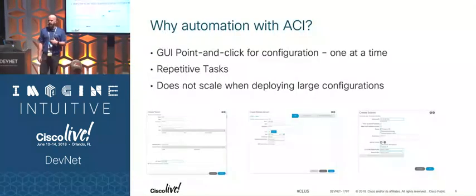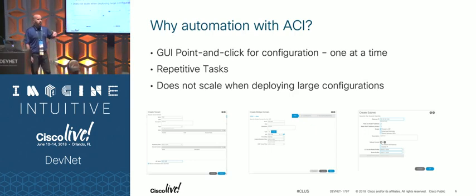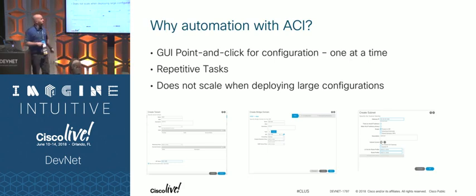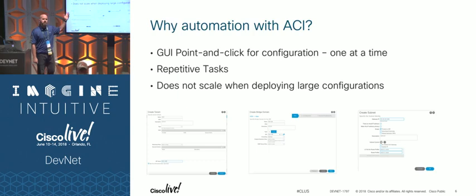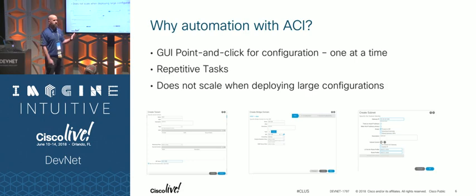So where is the benefit around ACI? Well, ACI today for configuration, as a lot of you are aware, is point and click via the GUI. So we can do one configuration at a time. I can configure a tenant. I can configure this portion of it, right? But what if you have repetitive tasks? If you find yourself doing things over and over? Also, what if you're looking at deployments and configurations at scale? The GUI certainly doesn't lend itself to doing those types of things.